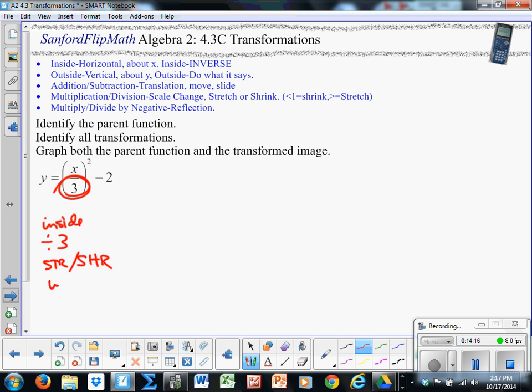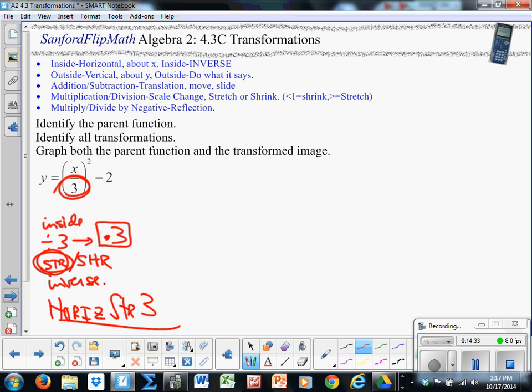Because it's inside, you have to do the inverse, which means it's really going to be times 3, which makes things bigger, so that's a stretch. So it's inside, so it is a horizontal stretch of 3.